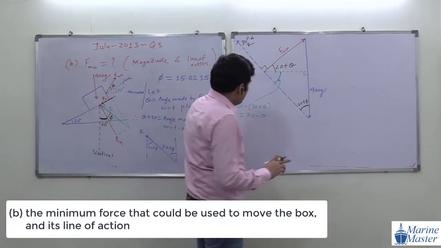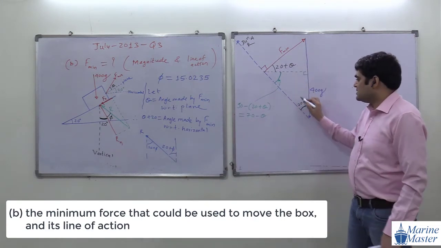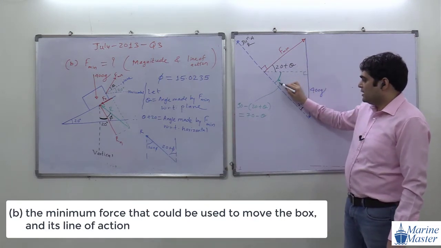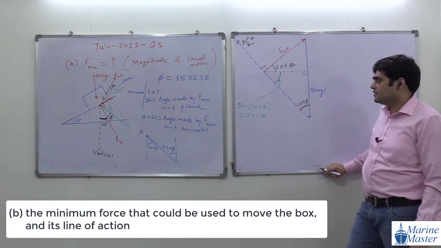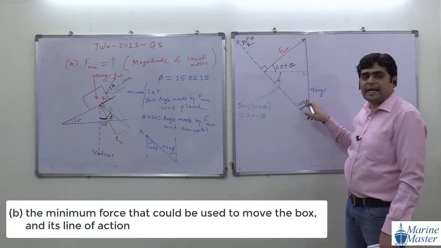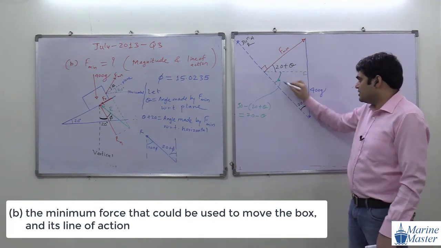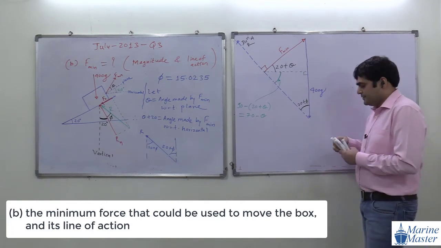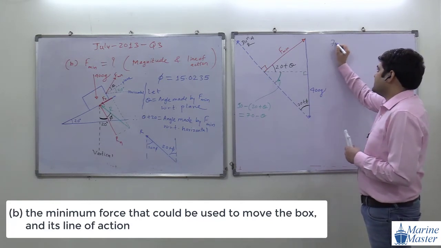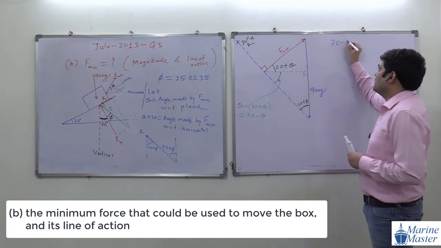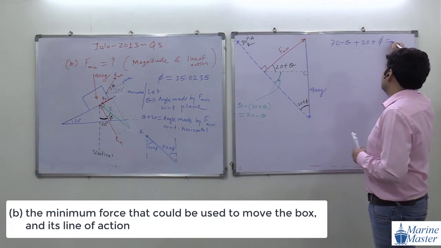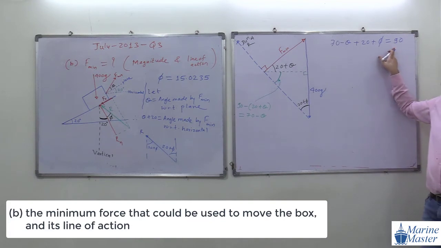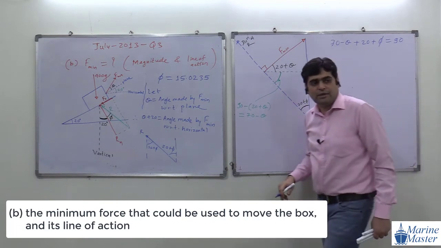Okay, good. Now, what will be the summation of these two angles, 70 minus theta and 20 plus phi? Their summation must be 90 degrees, because this is a 90 degree angle. So this is 70 minus theta and this is 20 plus phi. Their summation will be equal to 90 degrees. Any doubt in this discussion, everyone?